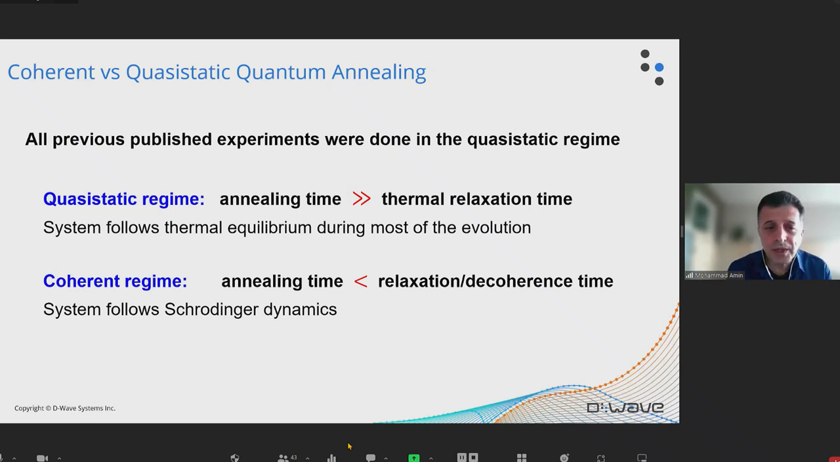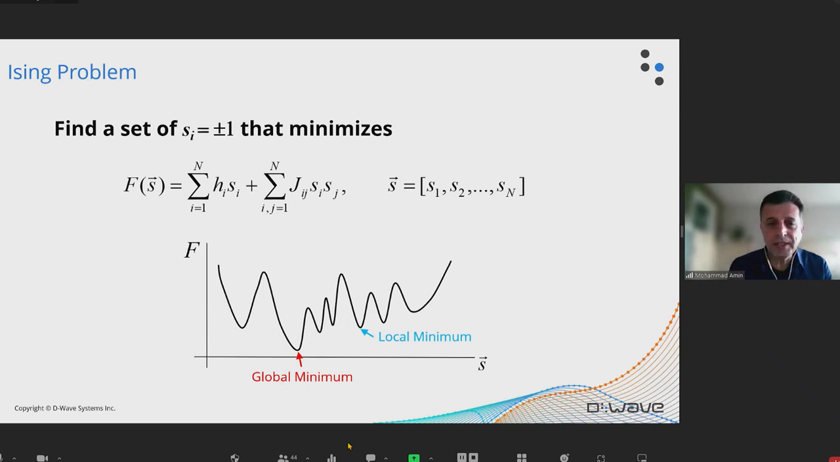The opposite regime is the coherent regime, when the annealing time is smaller than both the relaxation and decoherence, or dephasing, time. In that case, the system follows Schrodinger dynamics and nothing can simulate it. Up to now, there have been several papers published on the D-Wave machine, and all of them were in the quasi-static regime. So this is the first set of data I want to show that is using the coherent regime in these machines. Let me start by giving a little bit of introduction. And of course, this audience is more expert than other audiences, so I will go fast.